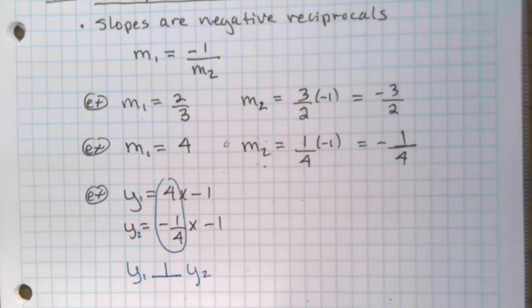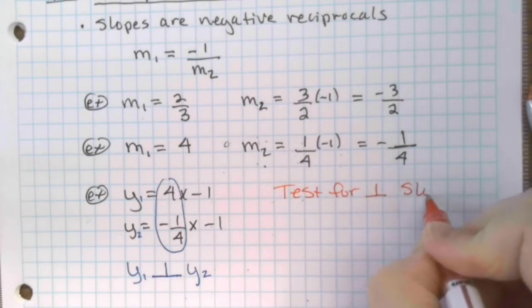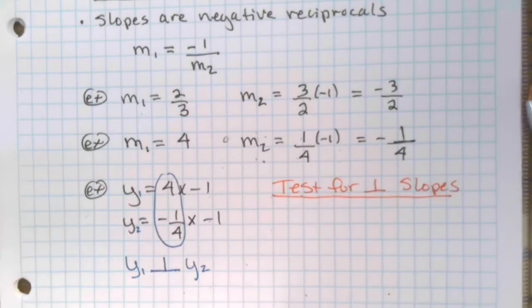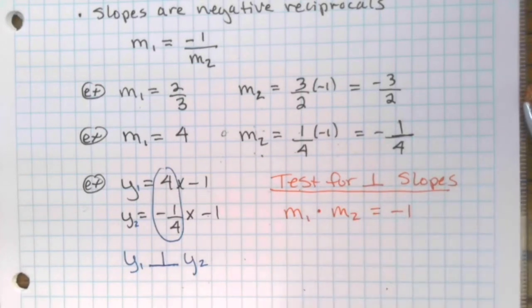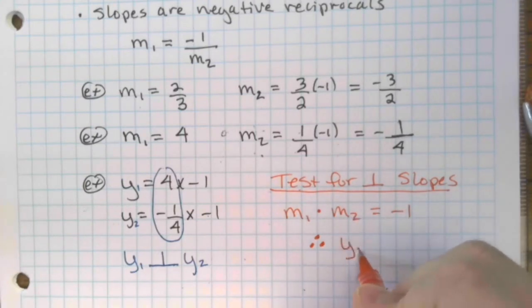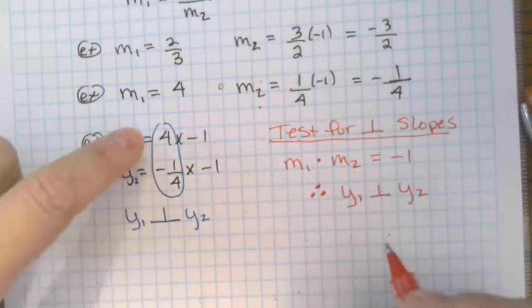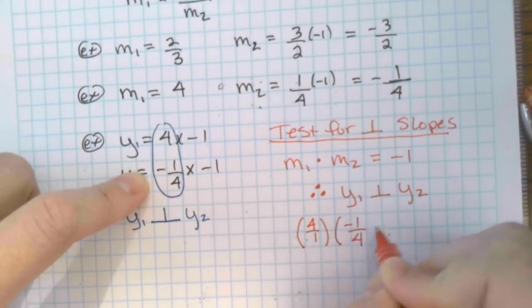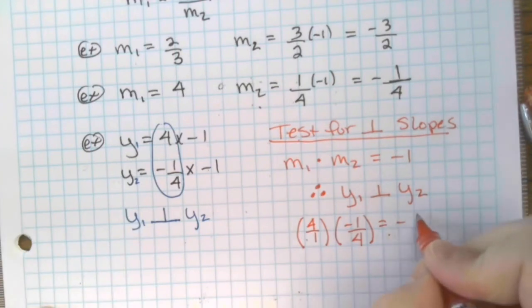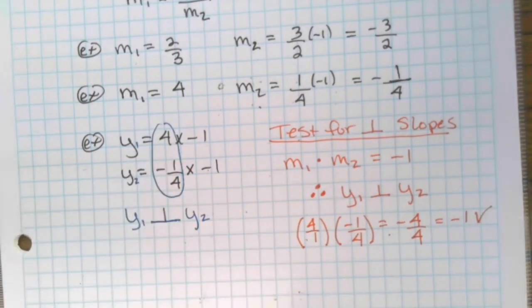Now there is actually a test for perpendicular slopes. I don't use it very often, but it'll work. If the first slope times the second slope is a -1, therefore, remember the three dots, therefore, line 1 is perpendicular to line 2. So if you multiply the slopes and you get a -1, you're in luck. So let's try this out. We've got 4/1 times -1/4. That would be -4/4 or a -1. So sure enough, those two slopes are perpendicular.